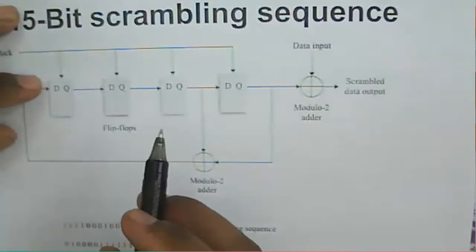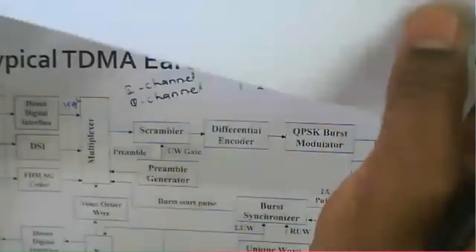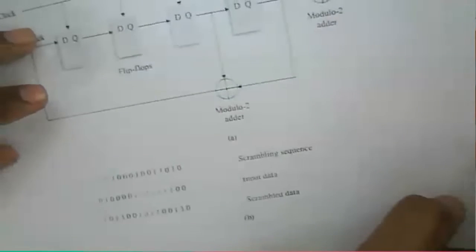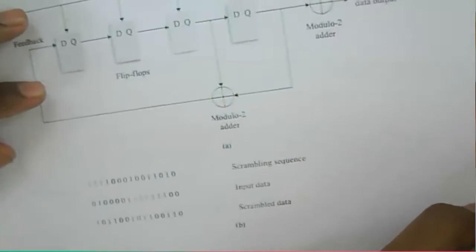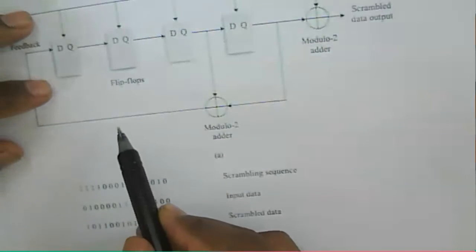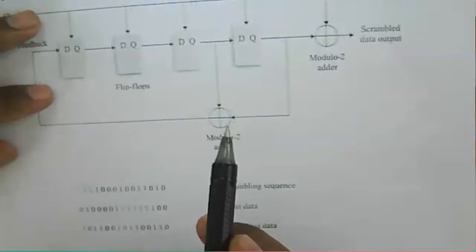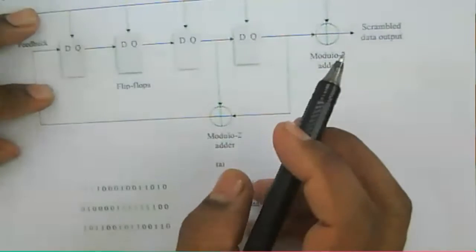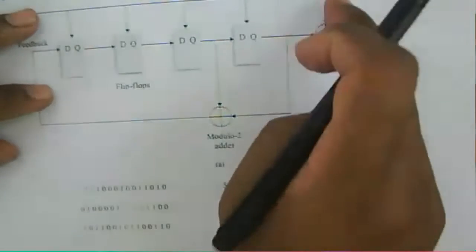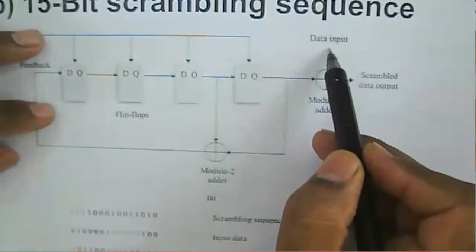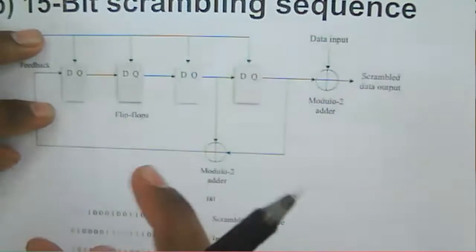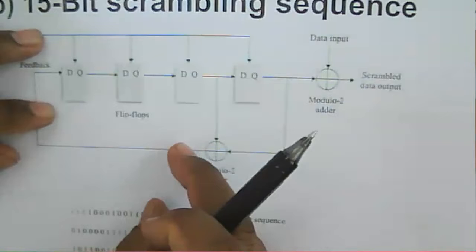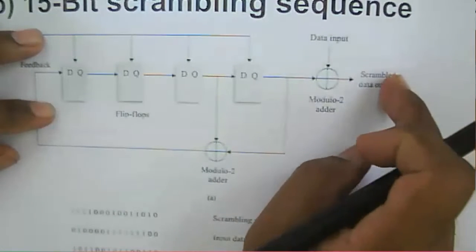Means we can say that earlier, because of that 1 and 0 format, we were not able to recover the clock information. So that's why the scrambler will solve the problem of recovery of clock information by adding the pseudo noise sequence to this data bit. So adding a sequence to the data, we'll get the scrambled data output.